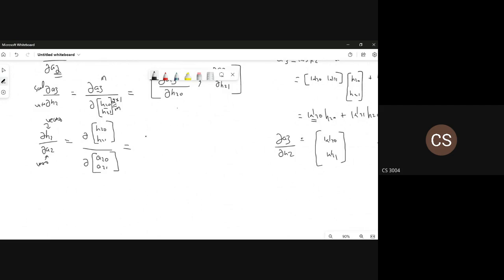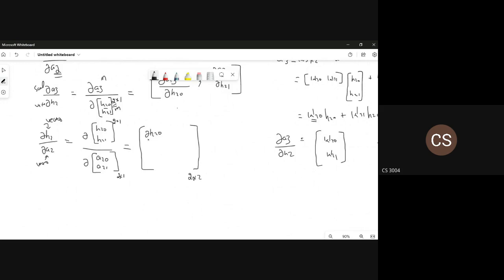So if we once again follow the denominator layout, the size of this one is 2 by 1. Unfortunately, the vector sizes in the numerator as well as in the denominator are the same. This is also 2 by 1. So the result will be a 2 by 2 matrix.